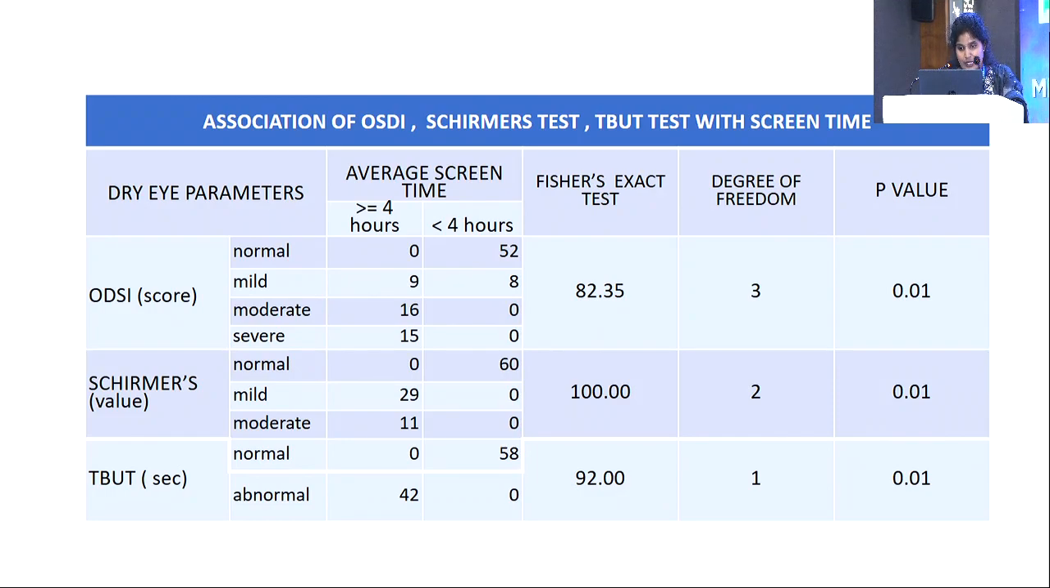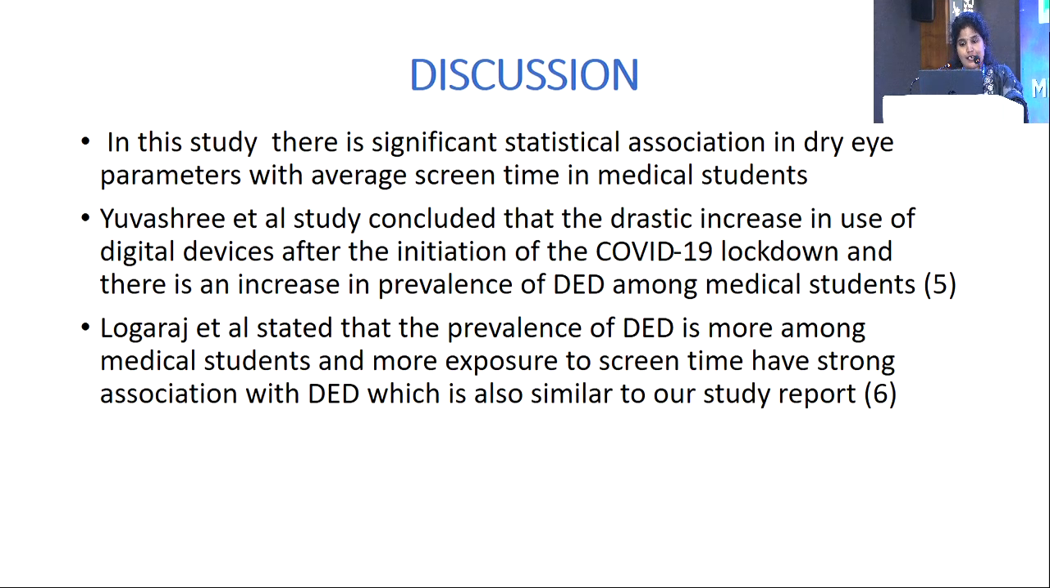When compared with the average screen time, the dry eye parameters OSDI, Schirmer's value, and tear film breakup time have a significant statistical association, as the p-value is less than 0.05. In this study, there is a significant statistical association of dry eye parameters with average screen time in medical students. One study concluded that there was a drastic increase in use of digital devices after the initiation of the COVID-19 lockdown, and an increase in prevalence of dry eye disease among medical students. Another study stated that prevalence of dry eye disease is higher among medical students, and more exposure to screen time has a strong association with dry eye disease, which is also similar to our study report.